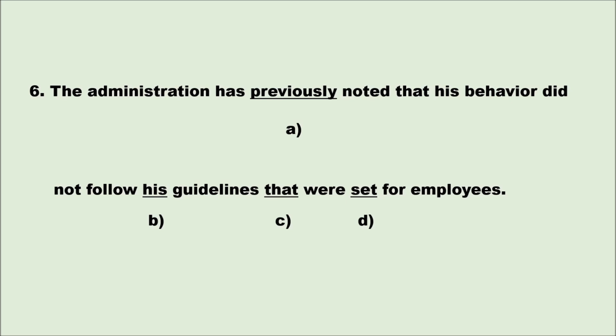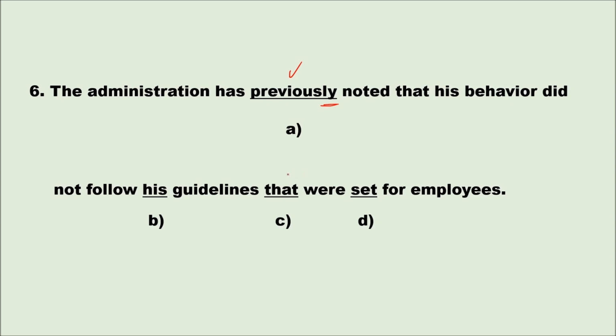Has noted is a form of present perfect. Yep. And then previously is an adverb. You normally put an adverb between a helping verb and a main verb. 100% correct. The adverb comes between the helping verb and the main verb. The "ly" can help us. Usually, "ly" means it's an adverb. Not all the time, but usually. Next, we'll go all the way to C, that.